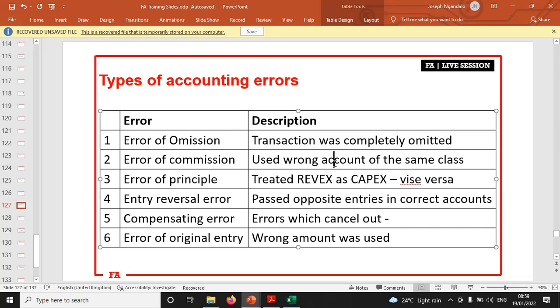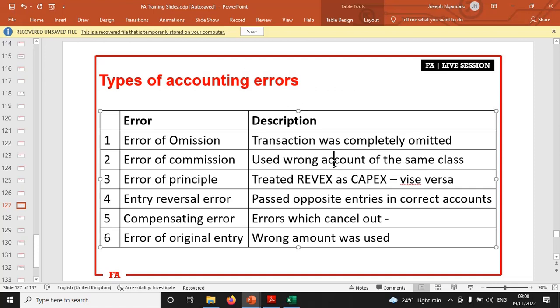Won't they? Let's proceed. There's what we call double reversal or entry reversal error. Why? Because when this error takes place, you may have to multiply the figure that is involved by 2 and pass the correct entries. Very important.